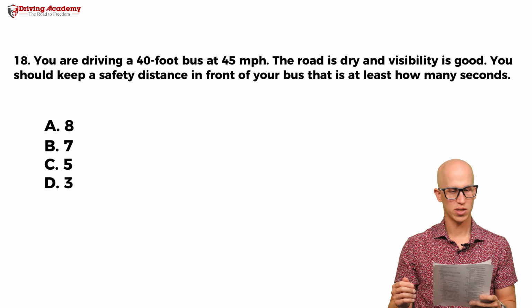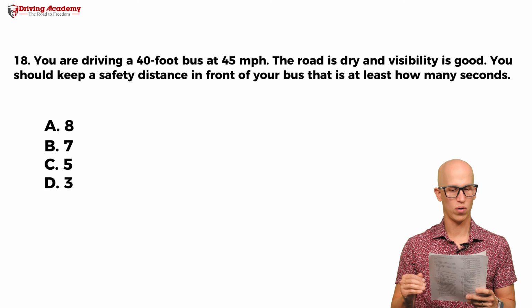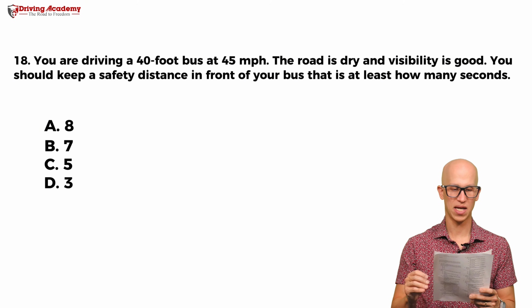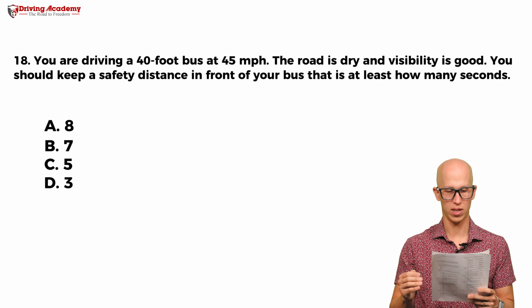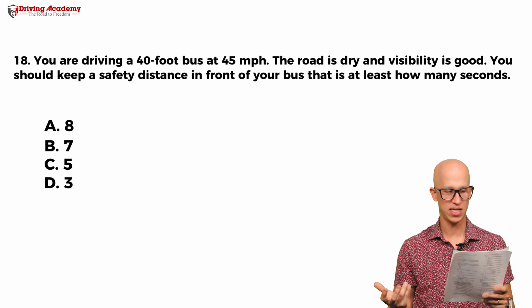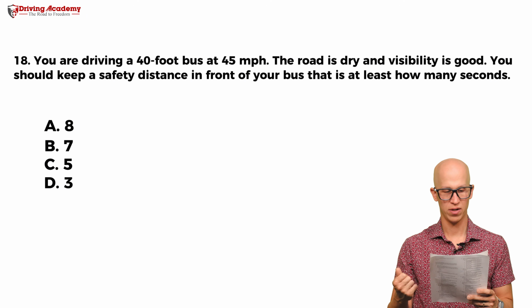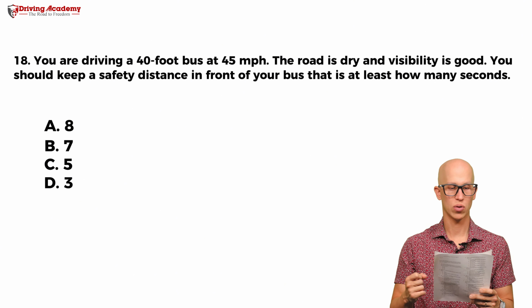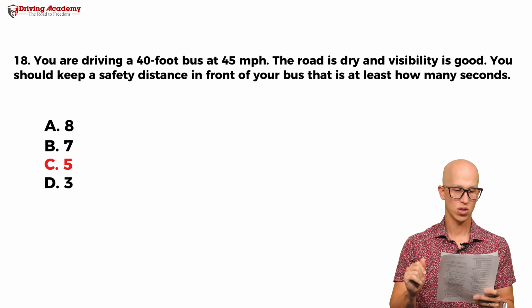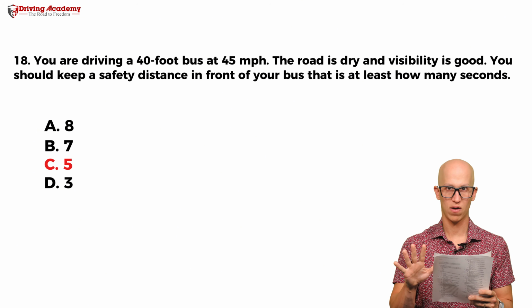All right, the next question is going to be, you're driving a 40-foot bus at 45 miles an hour. The road is dry and visibility is good. You should keep a safe distance in front of your bus that is at least how many seconds? It's going to be A, 8, B, 7, C is 5, and D is 3. So the correct answer here is going to be 5. So why should you have 5 seconds of following distance?